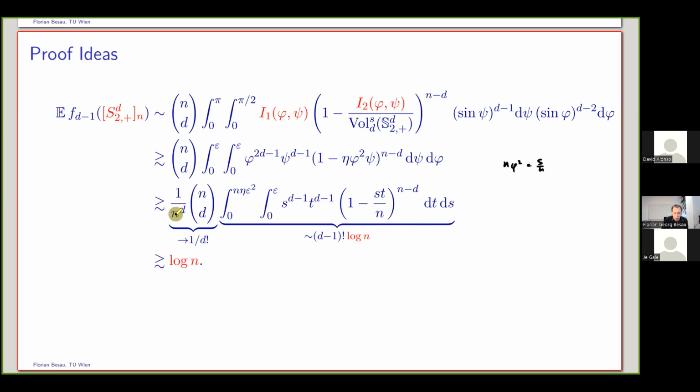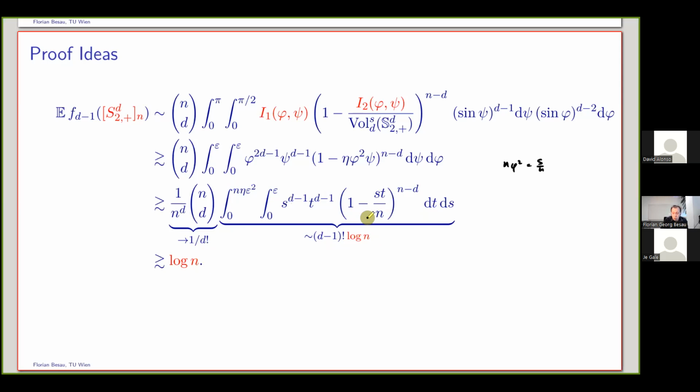You get an additional 1 over n to the d factor here by this substitution, and then n over d times the binomial converges as n goes to infinity. And this integral term here is maybe not so trivial, but there are some tools to do it. So basically you are integrating here, as n goes to infinity, from 0 to infinity, this integral here. And it turns out this goes to infinity at the rate of logarithm n. So this is how we eventually get a lower bound of order logarithm n.